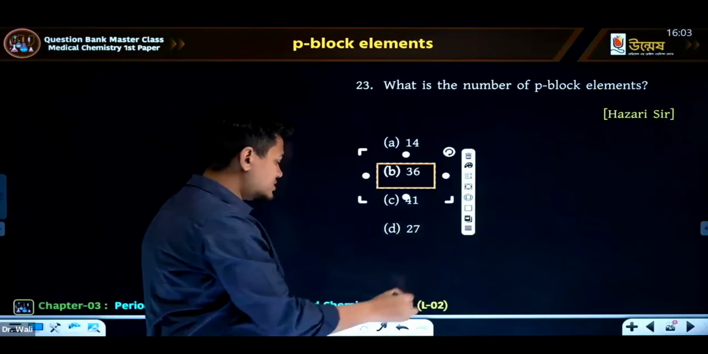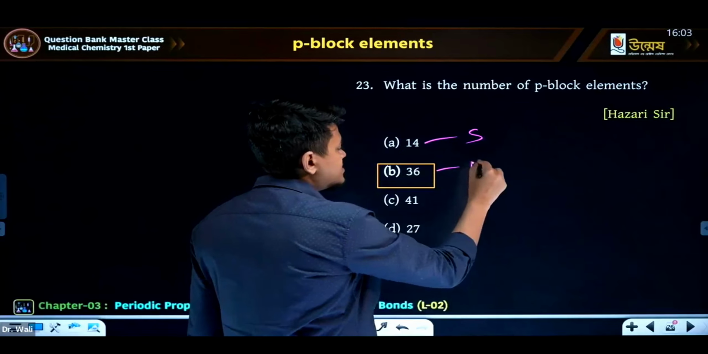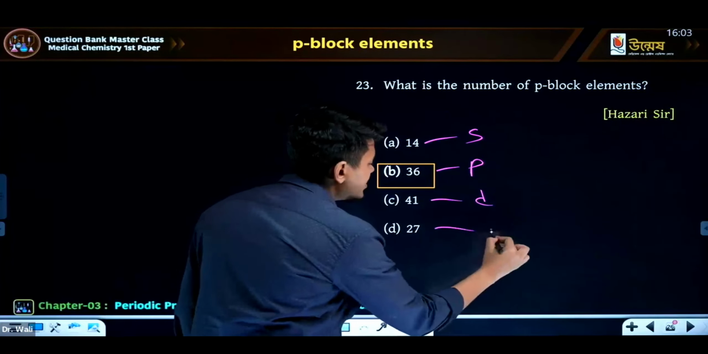What is the number of p block elements? I have already mentioned that. 14 is the number of S block elements, 36 is the number of P block elements, 41 is the number of D block elements, and 27 is the number of F block elements.